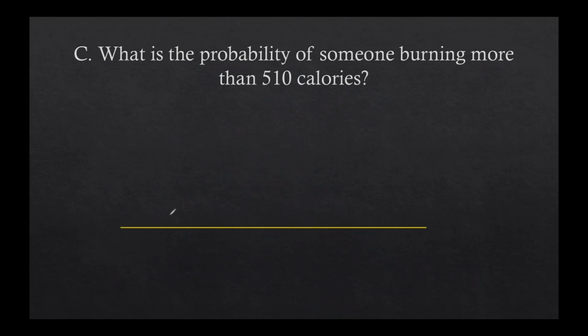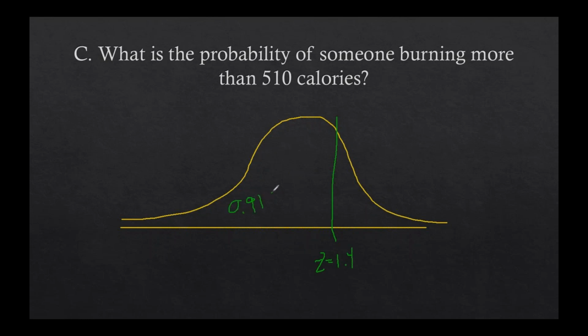Okay, now when we look at letter C, we're still dealing with 510 calories, which means we're still dealing with the same z-score of 1.4. Now, we just found that the area on this side is 0.9192. This question says probability of burning more than 510 calories. So more than that means we want this side.